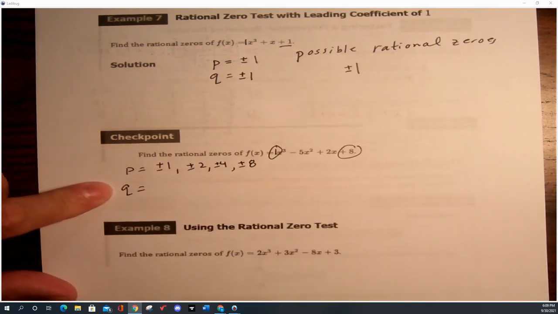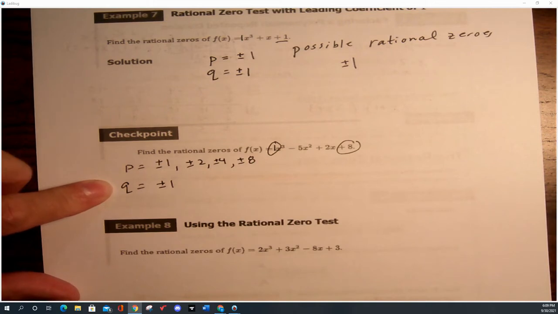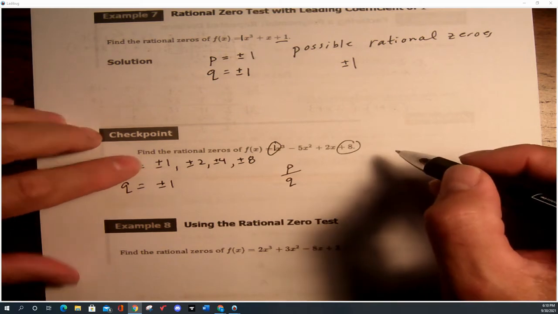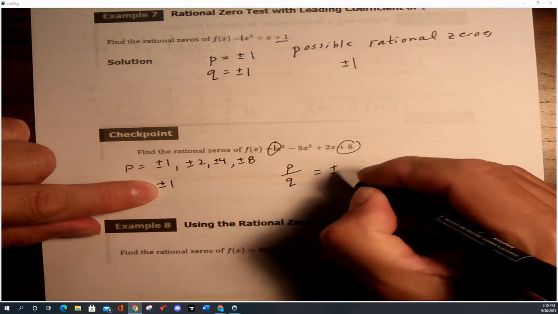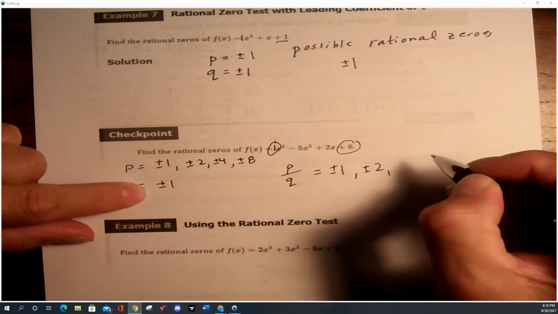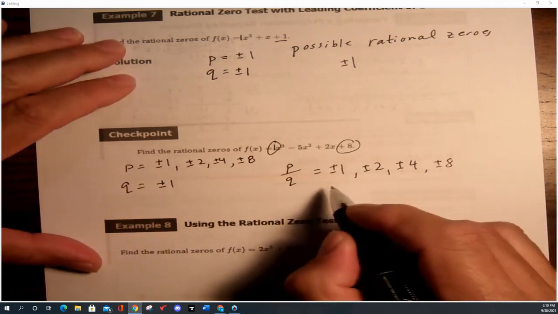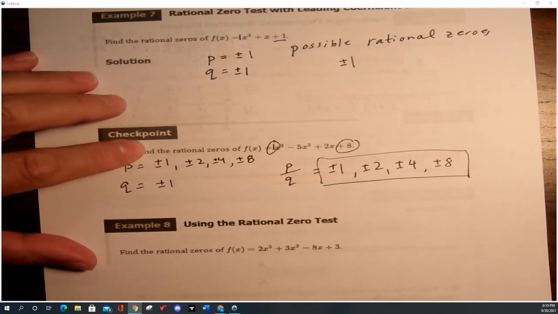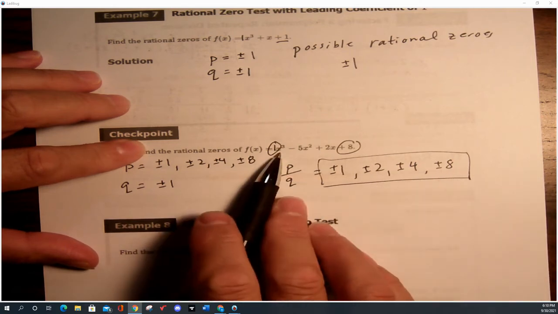Q would be all the factors of the leading coefficient. My leading coefficient is a 1, so that's pretty simple: plus minus 1. P over Q represents all of our possible rational zeros. So each one of these over that, there's only 1. So we're doing 1 over 1, which is 1, 2 over 1, 4 over 1, and 8 over 1. So this is a list of all the possible rational zeros I could have for this polynomial function. Again, we can't have all of them because there are 8 of them altogether, and at most 3 of them could work.